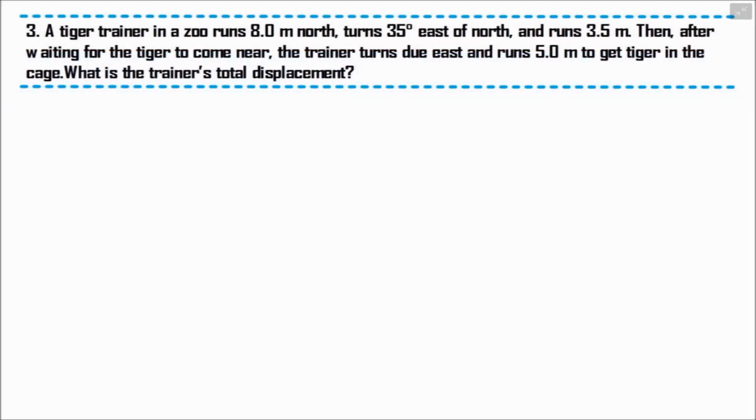Hello, welcome everyone. In this question it says a tiger trainer in a zoo runs 8 meters north, turns 35 degrees east of north and runs 3.5 meters. Then after waiting for the tiger comes near, the trainer turns to the east and runs 5 meters to get tiger in the cage. What is the trainer total displacement?